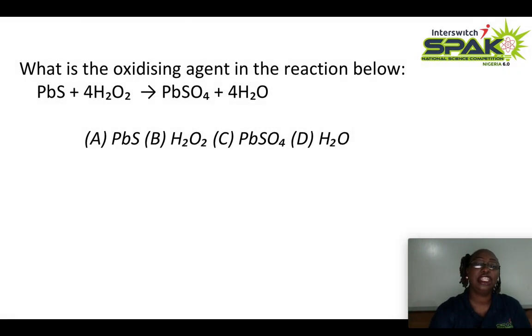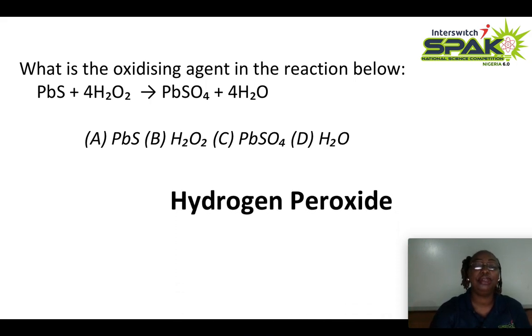What is the oxidizing agent in the reaction below? We have lead-2 sulfide reacting with hydrogen peroxide to give us lead-2 sulfate and water. So what is the oxidizing agent in the reaction below? Okay, I said earlier that oxidizing agent is one that brings about oxidation. So let's have our answer, hydrogen peroxide, which is B. Hydrogen peroxide is the answer. Okay, and why is that so? Let's look at it.